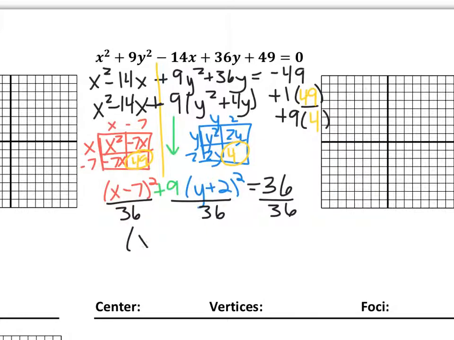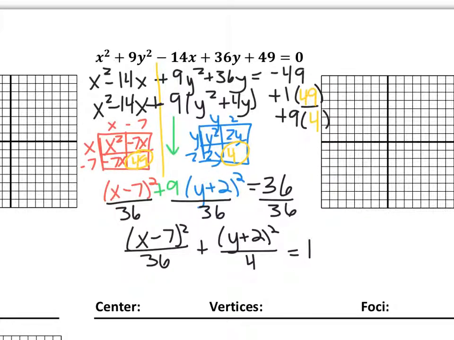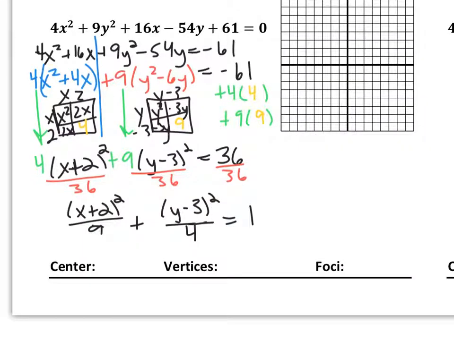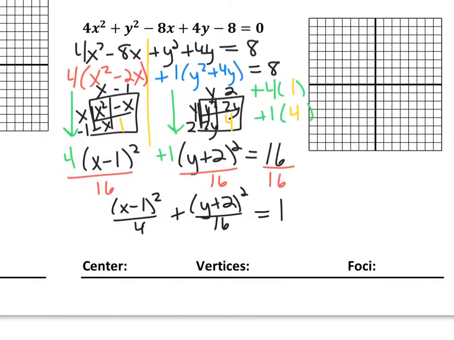So this first thing, there's not anything to do. It's just (x minus 7) squared over 36 plus, now 9 goes into 36 4 times, so (y plus 2) squared over 4 equals 1. I want you to press pause and try the problems at the bottom. Here's the first one, second one.